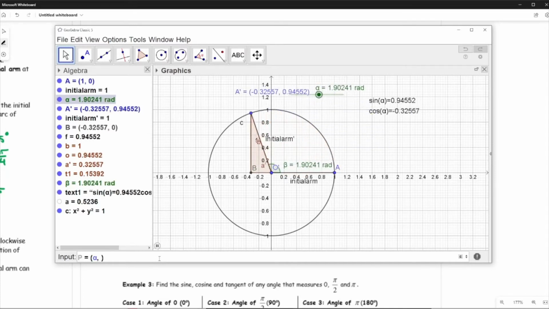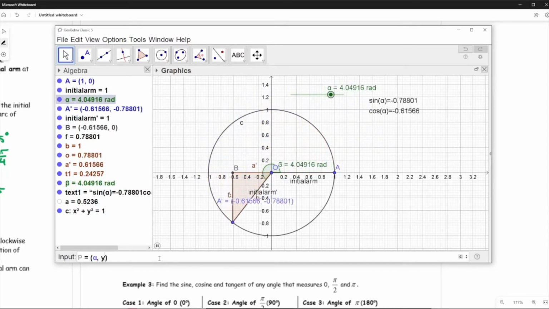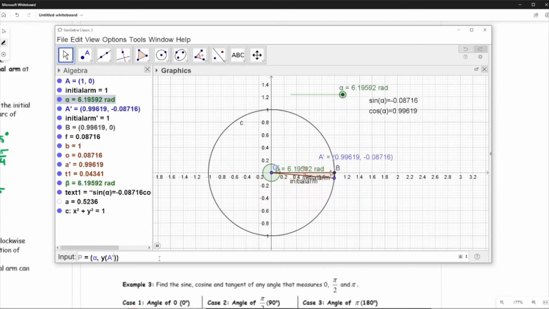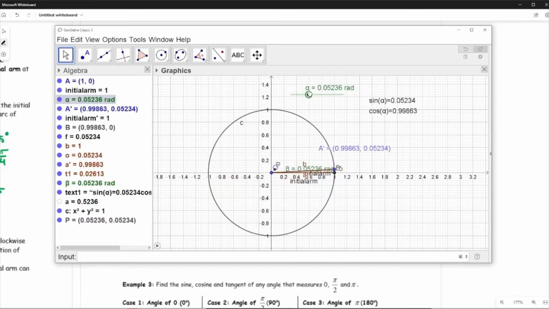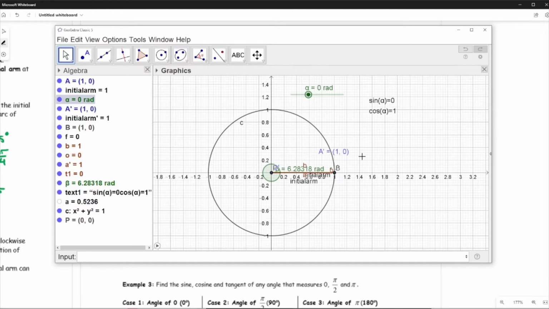For its y value, I'm going to collect the y value of A prime. Remember, the y value of A prime is the sine of the angle I'm looking at. So right now, where is my point? Well, alpha is 0, so my point has a value of 0 for x, and the sine of alpha is 0, which means my point has a value of 0 in the y.